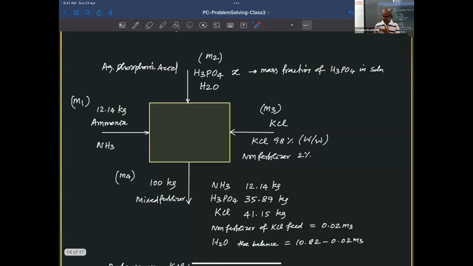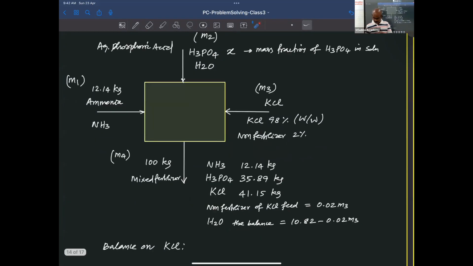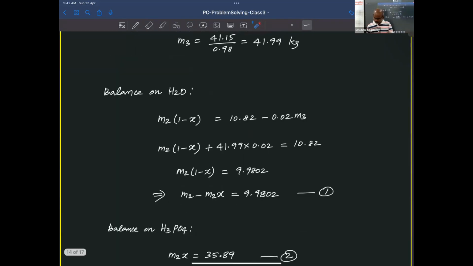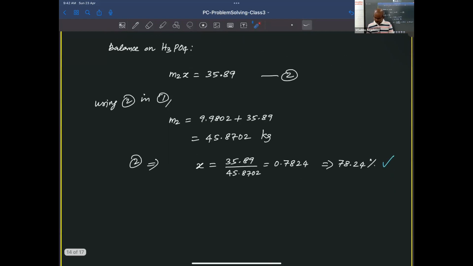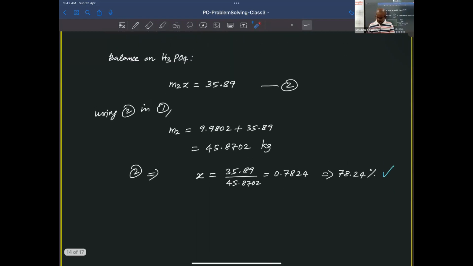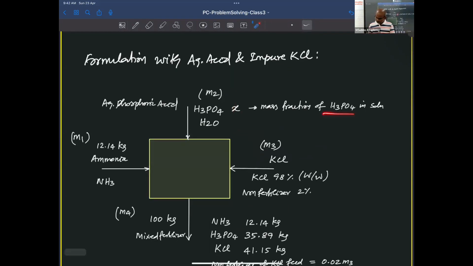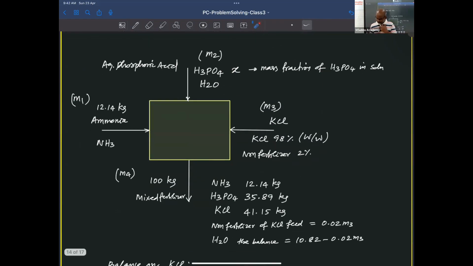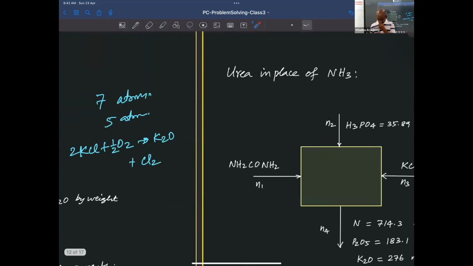What is balance on H3PO4? M2 into X is going to be H3PO4. Okay. So using that we could get X. What is needed is X. X is the mass fraction of H3PO4 in the solution. Otherwise, it is the strength of the phosphoric acid solution. Of course, the calculation appears lengthy, but it is simple only.